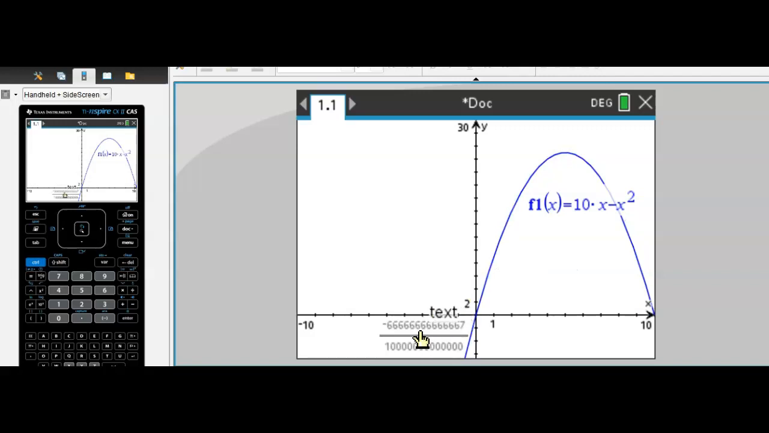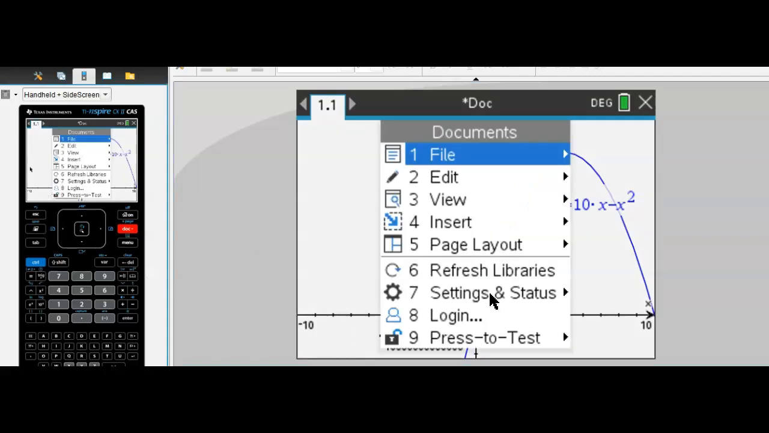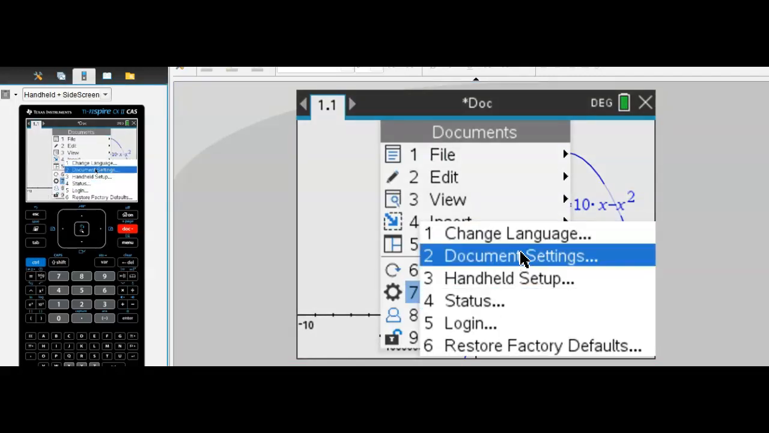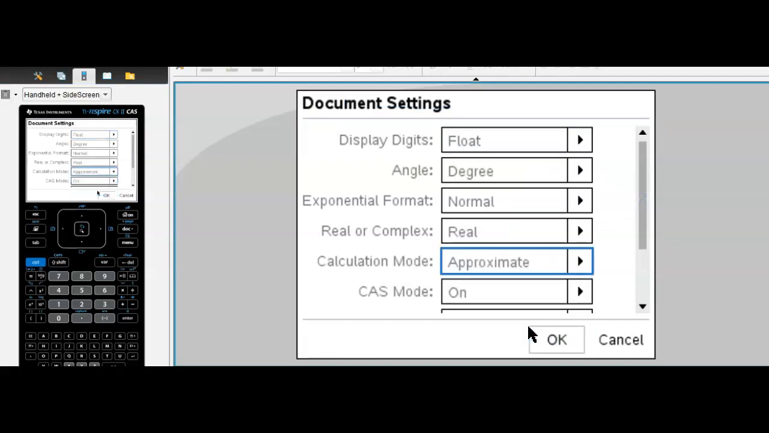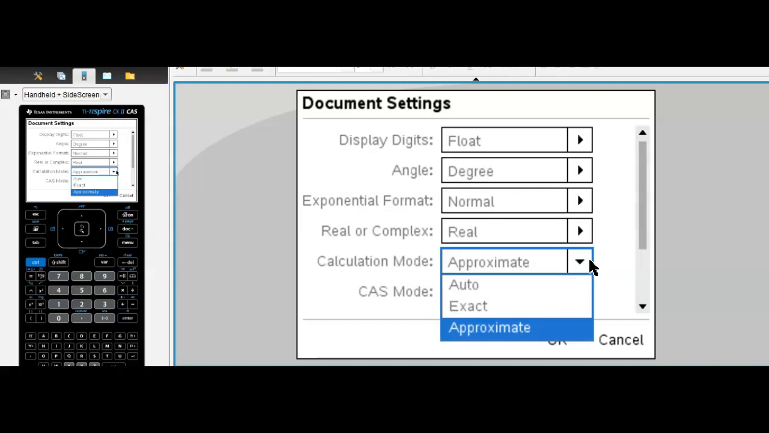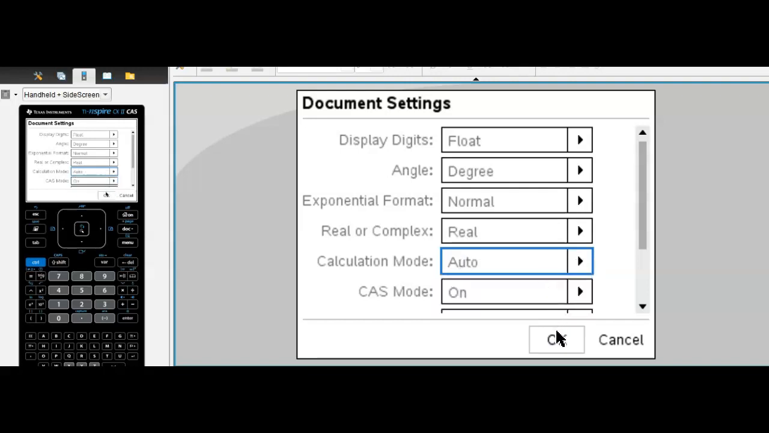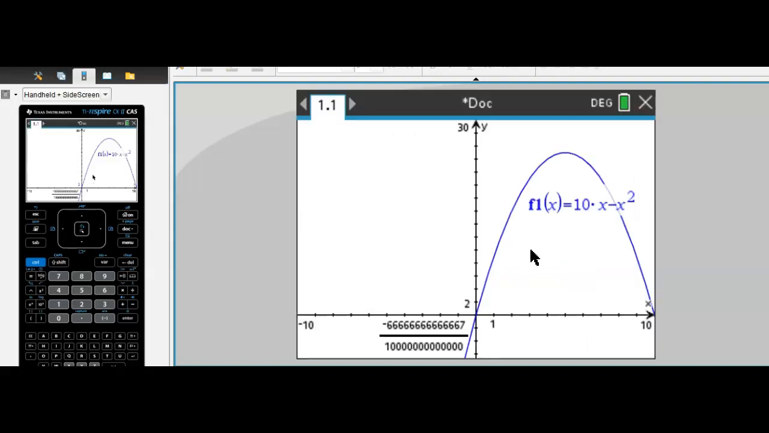Now, if this fraction bothers you, just change it. You can go to doc settings, and instead of having it in exact mode, you can put it in approximate. Oh, sorry. Let's put it in auto. So sometimes you need to go between the two. So sometimes auto, sometimes approximate. Okay. If I redid the graph, I think it would change to a decimal, but we're not focusing on that.